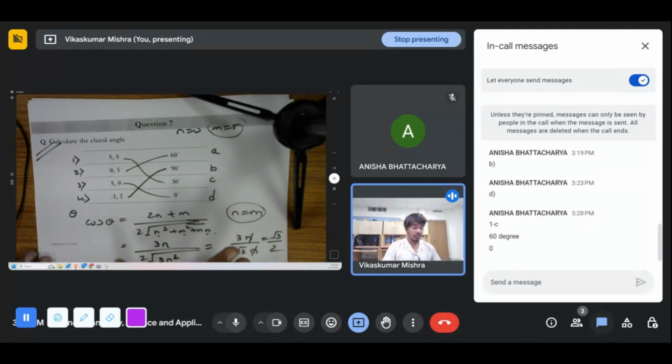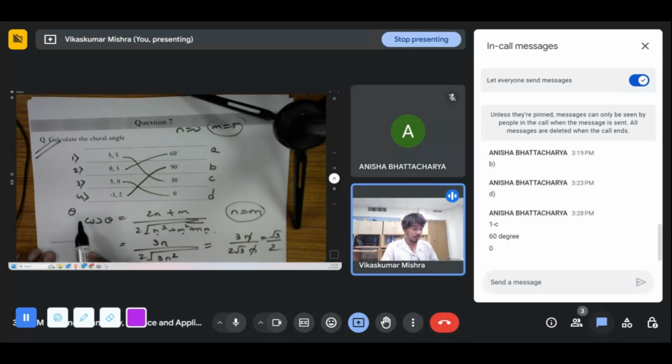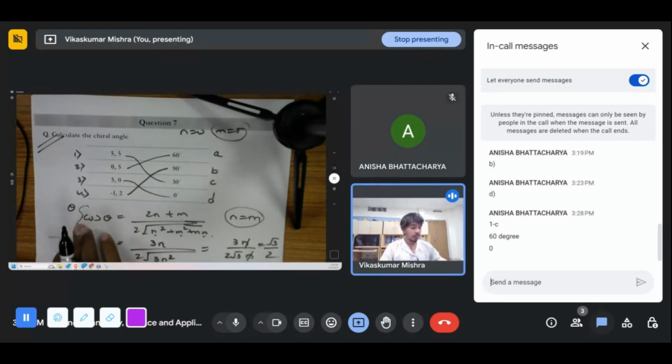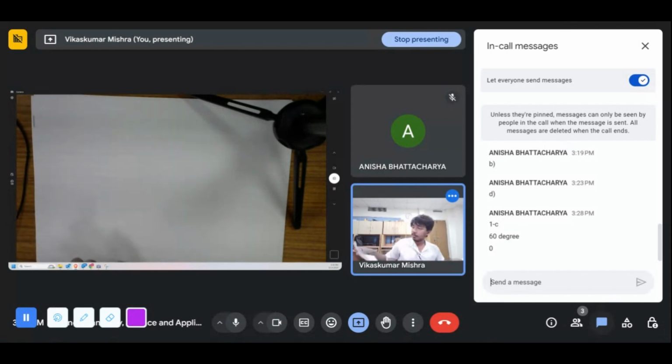Let me know if there is any doubt in this question number 7. All we did, we used this particular formula which we derived in the class. Since there is no doubt, let's move to the next question, question number 8.